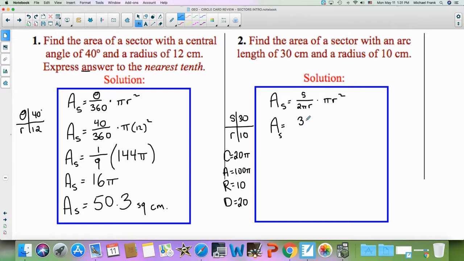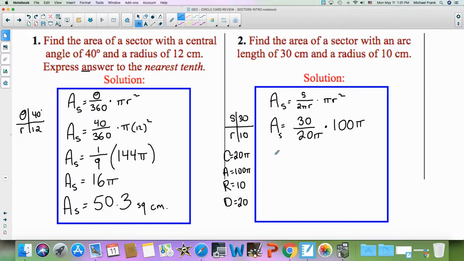which is 30, over 2 pi r, which is really just the circumference of the whole circle, which is 20 pi. And now I'm going to multiply this by pi, my radius, which is 10 squared. But I know that that right there, that pi r squared, is actually the area of the whole entire circle, which I already have in my card, which is why I like my card so much. I'm just going to put it in there already finished, which is 100 pi.